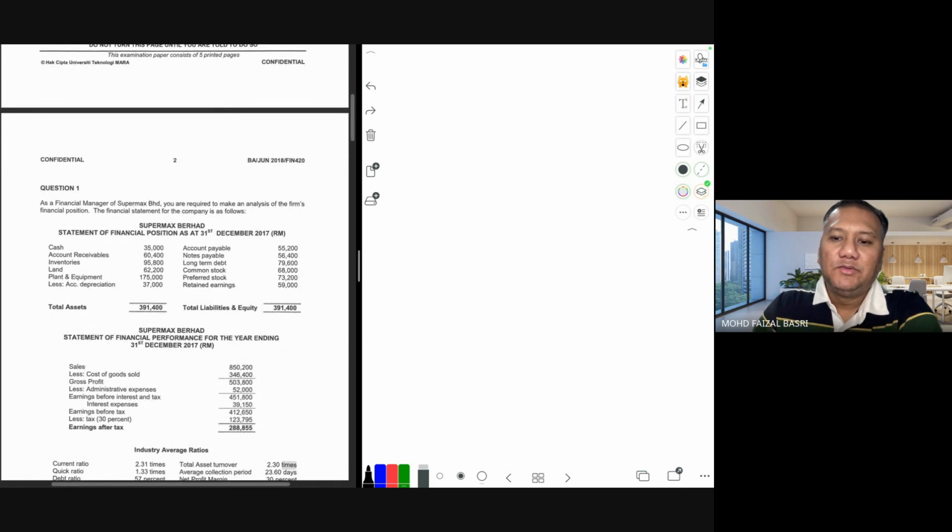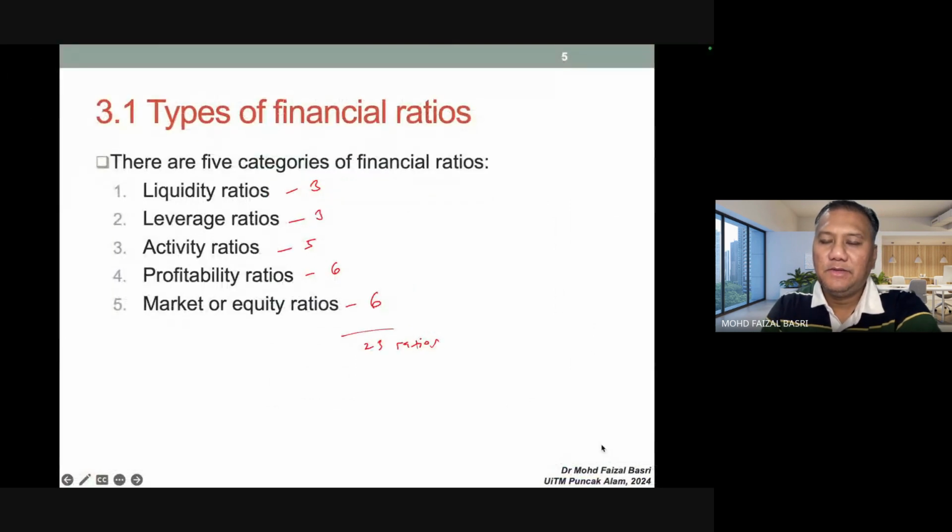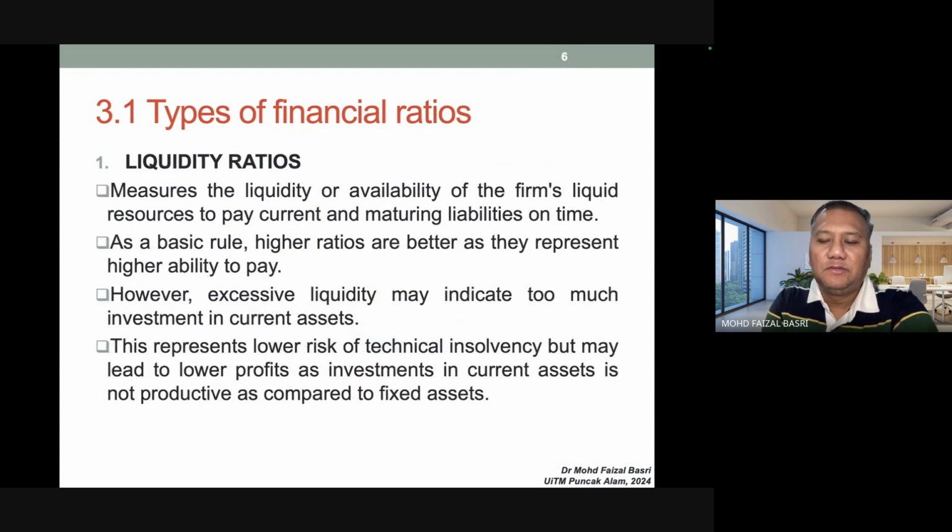So we have to go back to the notes so that we can truly understand the process. Let's go to the first one. The first category is called liquidity ratios. This ratio measures the assets, specifically the current assets of the company, and we compare this current asset versus the current liabilities.